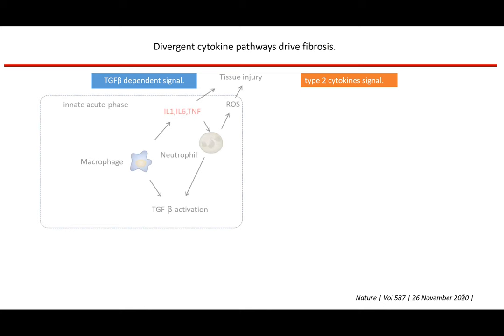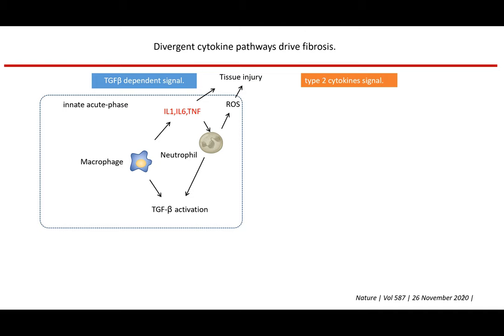Macrophages can secrete pro-inflammatory cytokines such as IL-1, IL-6, or TNF-alpha, which can mediate tissue damage by directly acting on the tissue cells. Or they can also activate neutrophils to produce ROS, thereby inducing tissue damage. Otherwise, macrophages could provide TGF-beta itself and activate it. Given the abundant clinical data, TGF-beta activation is a very strategic target assumed in clinical trials.